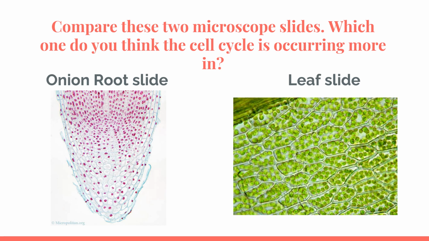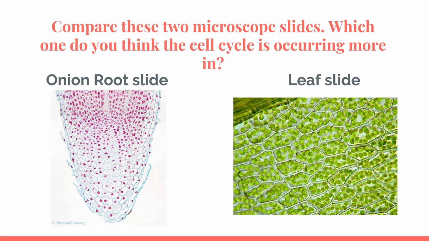So we have our onion root tip. This is like a root from a plant that's in the ground. This is the very tip of that root in an onion plant, and then we have a leaf slide. So I want you to take a minute, pause the video, try and answer this question on your own, and then you can check your work by listening to my answer here in a second.